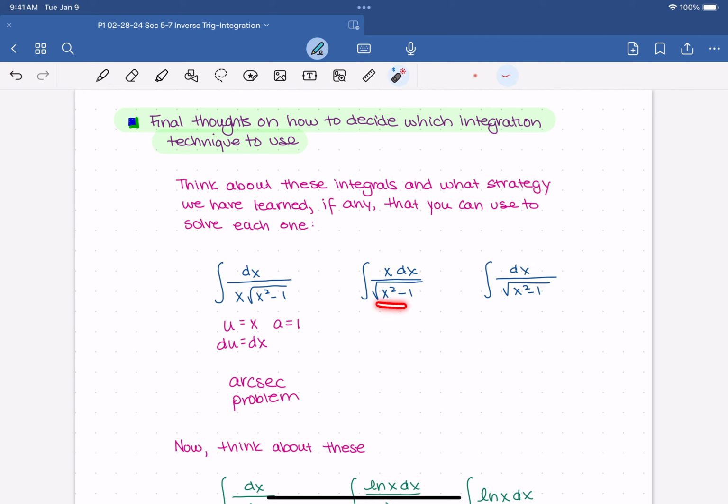Now, if you look at this one, this time we do have the derivative of the inside elsewhere in the problem. If we let u equal x squared minus 1, du is 2x dx. All I need to do is move this 1/2 over, and there's that derivative of the inside in the problem. So this is a u-sub problem.